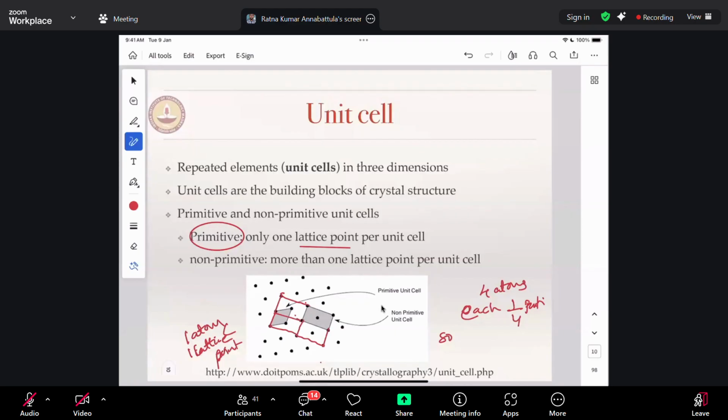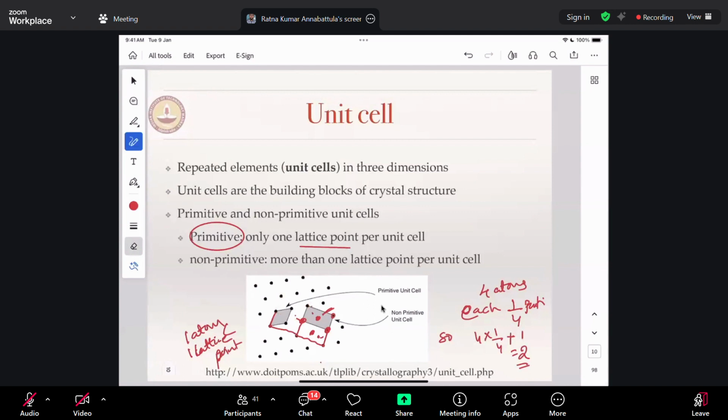Now, in this unit cell, for example, if I take this one, I have 1/4 of this, 1/4 of this, 1/4 of this, 1/4 of this, isn't it? So you have 4 times 1/4. But in addition to that, you have a central lattice point. That lattice point does not belong to any other unit cell, isn't it? It is exclusively, completely for that particular unit cell. Similarly, this lattice point is completely for this unit cell. So in addition to 4 times 1/4, you have +1. That means you have 2 lattice points per unit cell.